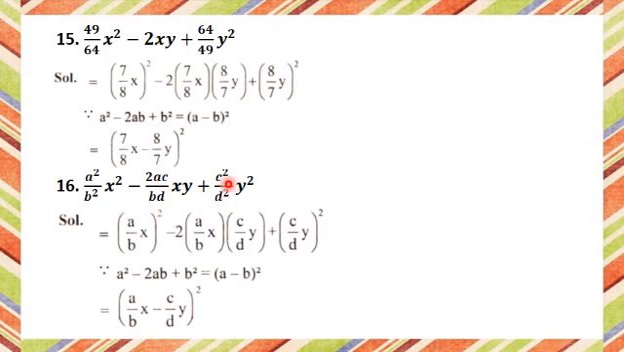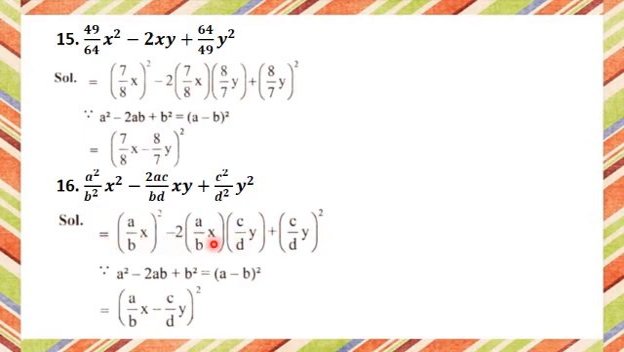Okay, similarly for this question, a square over b square x square minus 2ac divided by bd xy plus c square over d square y square. And we are observing that a square over b square is a perfect square of a upon b with the x, and c square over d square is a perfect square of c over d with the y, and in between you have minus 2ab.